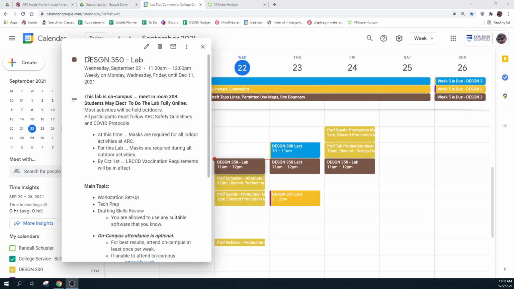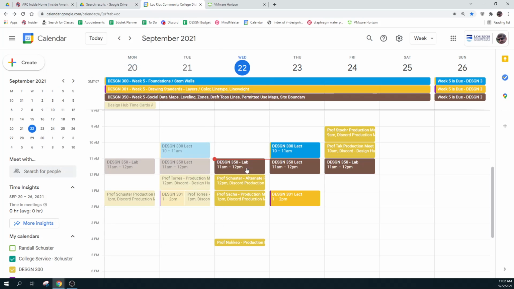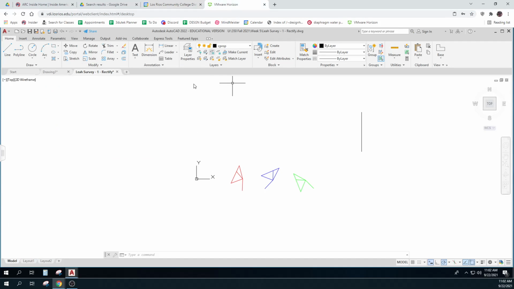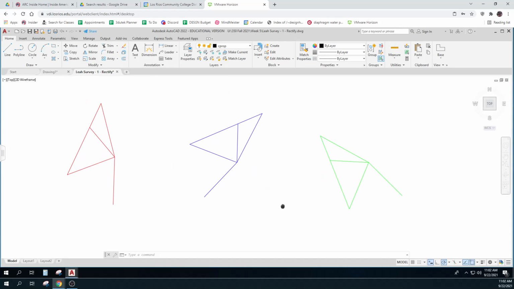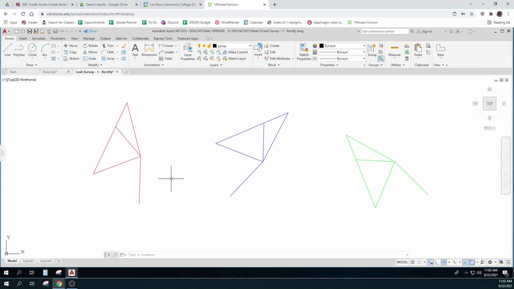so this is our lab for Wednesday, and I want to demonstrate how to use the data that we've gotten so far. So here on the screen, you're going to see three different versions of the survey. And you can see they all look kind of similar, but they're all at wonky angles.